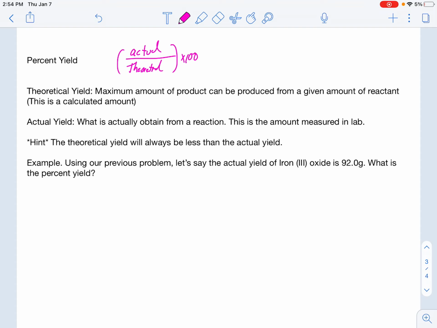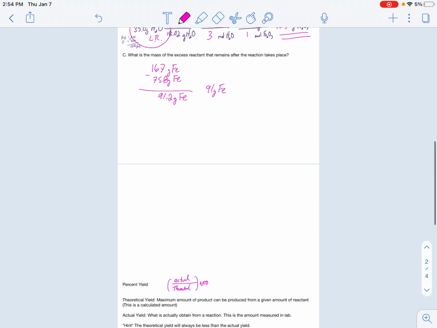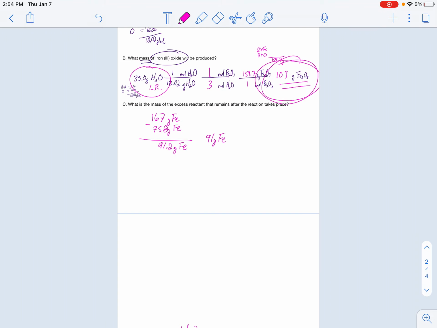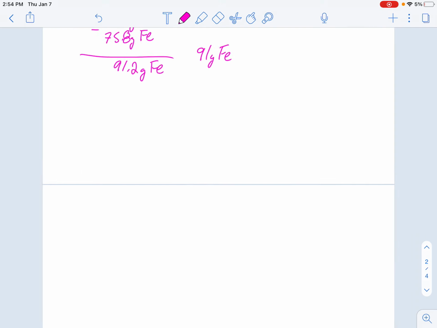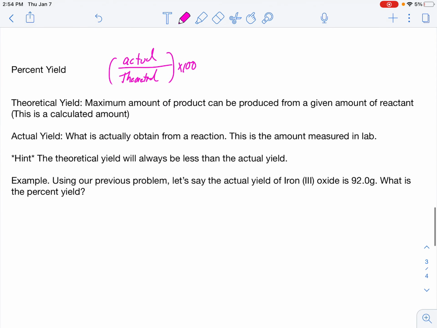Theoretical yield, by definition, is the maximum amount of product that can be produced from a given amount of reactant. This is a calculated amount. That's from stoichiometry. All right, so this value right up here, 103, that's your theoretical yield. That's in a perfect world, that's how much product you could actually make. Your actual yield is what is actually obtained. You put it on a balance in lab and you get a measured amount. It's always going to be less than the theoretical yield.